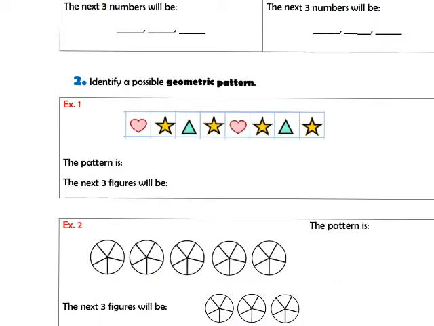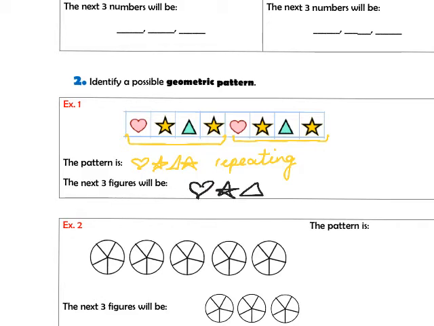Our second example asks us to identify a possible geometric pattern. I'm going to look at what I see here. Heart, star, triangle, star, heart, star, triangle, star. Well, what I'm noticing is there are 4 shapes in my pattern, and then they're starting over again and repeating. So my pattern is heart, star, triangle, star, repeating. Therefore, the next 3 figures will be the first 3 in that series of 4.